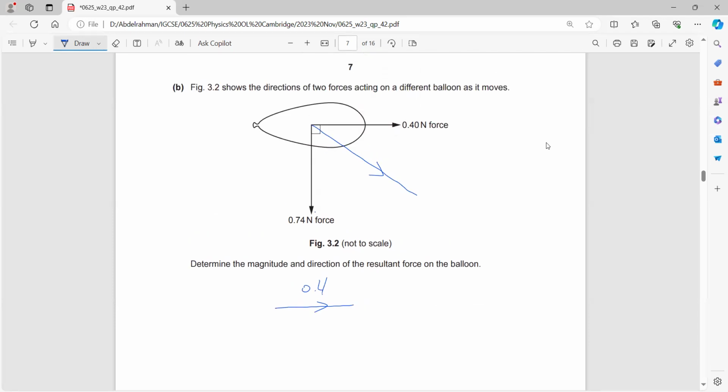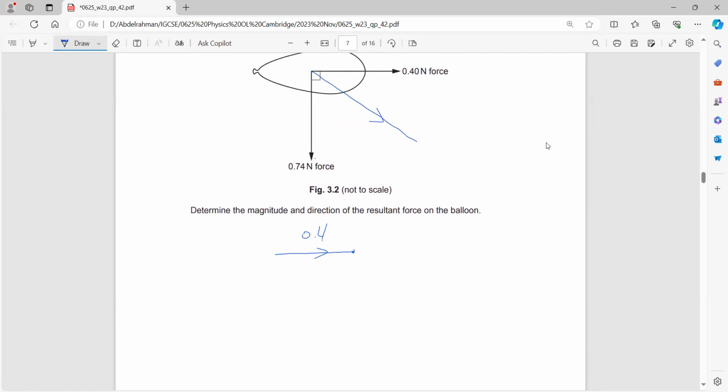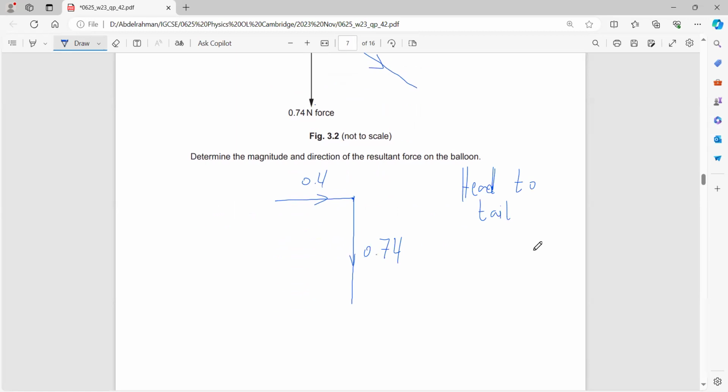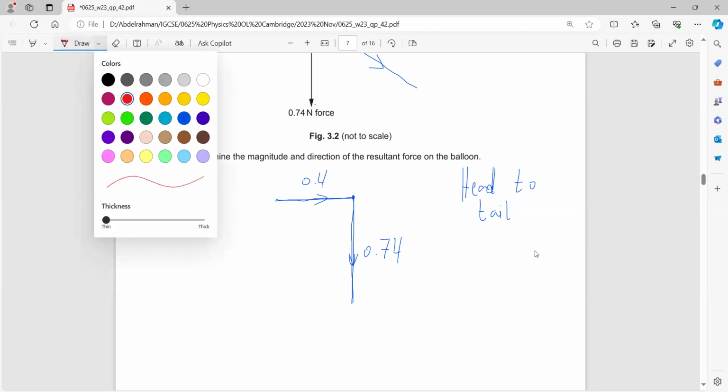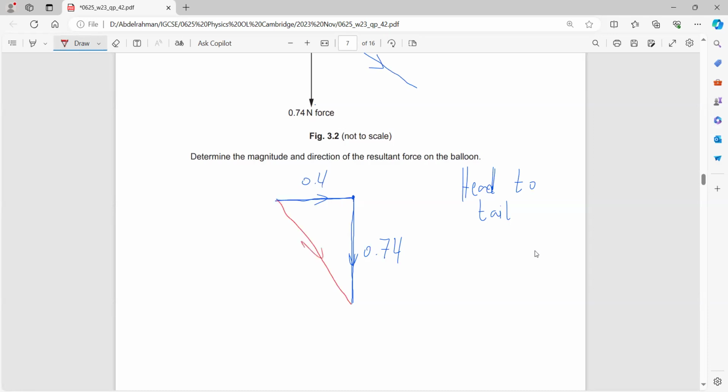And then you had another force which was 0.74 newtons in this direction. This is called the head to tail method. You're not required to draw this triangle, but it's good practice to draw it to know the direction and where the final resultant force is. Initially, it was moving this way, and then another force was acting on it downwards. So the resultant force will be in this direction. This is the resultant force.